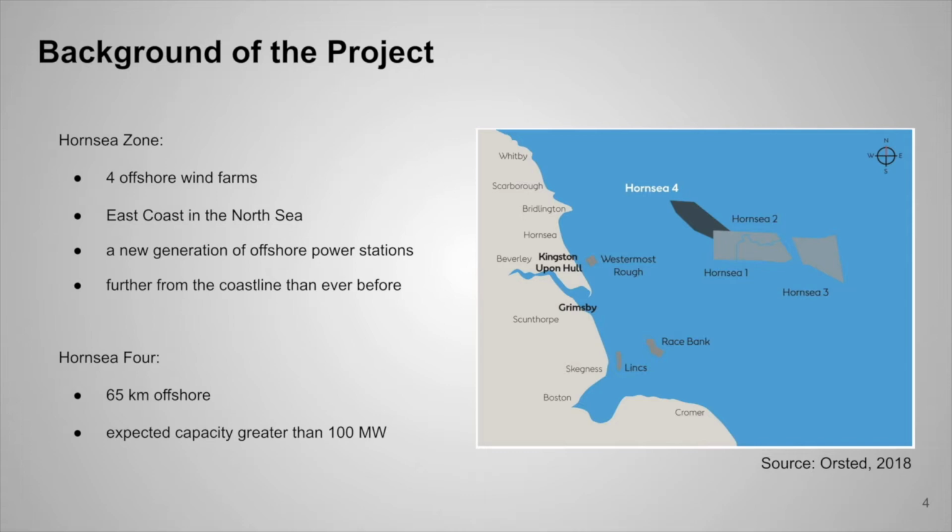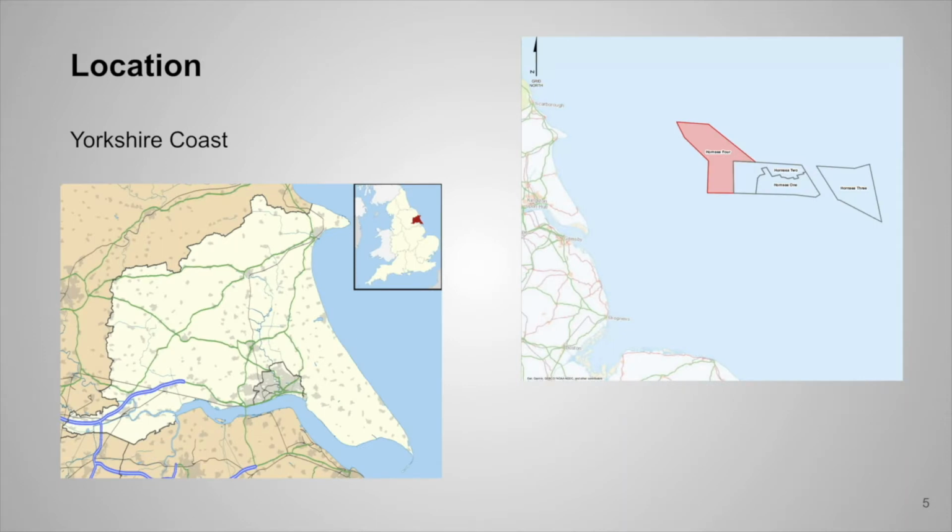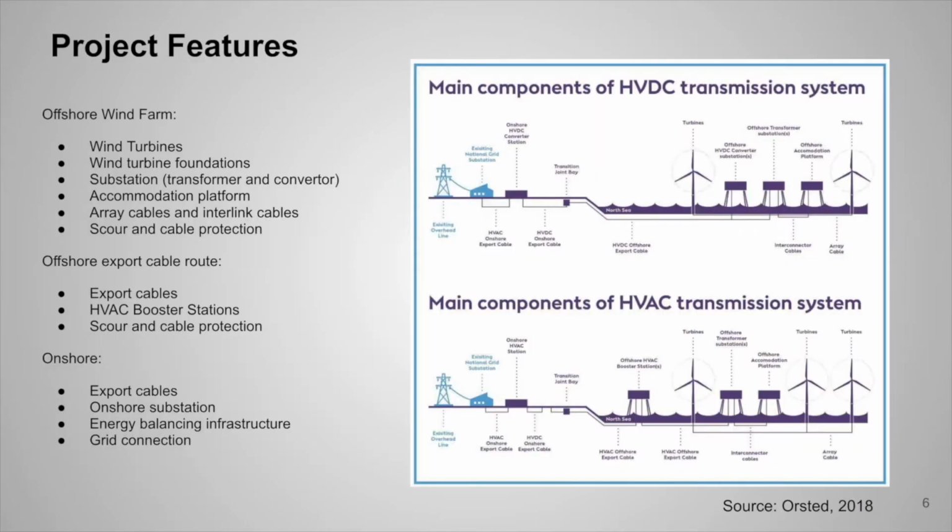Hornsea 4 is located 65 kilometers offshore, and it has an expected capacity greater than 100 megawatts. As we can see in the image on the left, Hornsea zone is located on the Yorkshire coast. And also, in the image on the right, we can see the exact location of Hornsea 4 in red. There are 2 main transmission technologies being considered for Hornsea 4. One is a high voltage alternating current, and the other one is a high voltage direct current. The project will decide which transmission type it will use during the detailed design. Both electrical systems are presented in this figure.